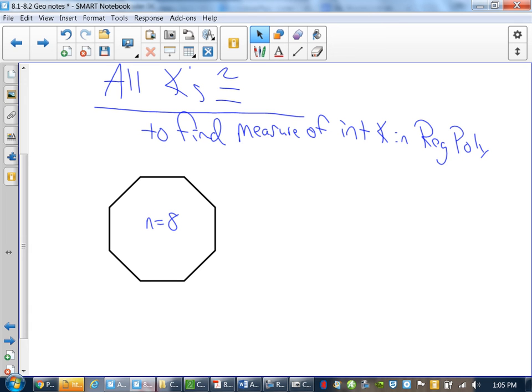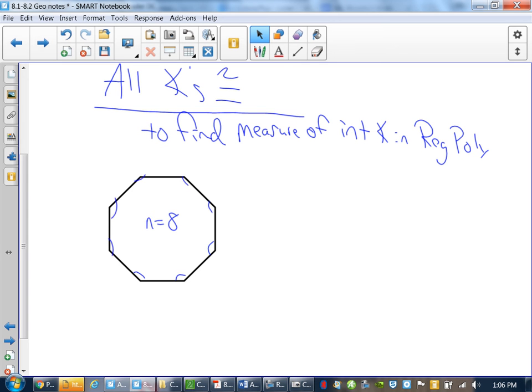Eight-sided figure is an octagon. Are we okay with that? Now, if I said that this was a regular octagon, that would mean that all of my sides measure the same and all of these angles would measure the same going all the way around.